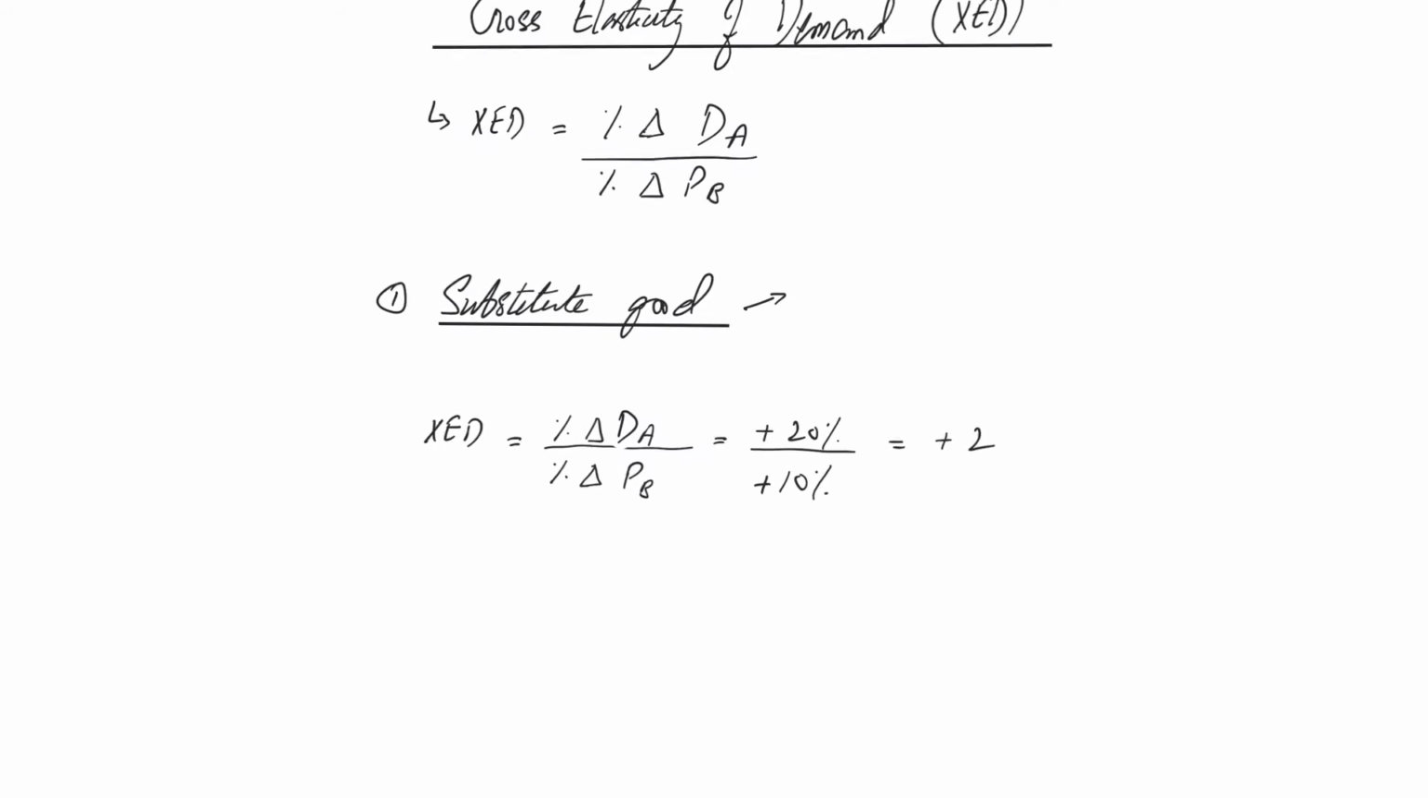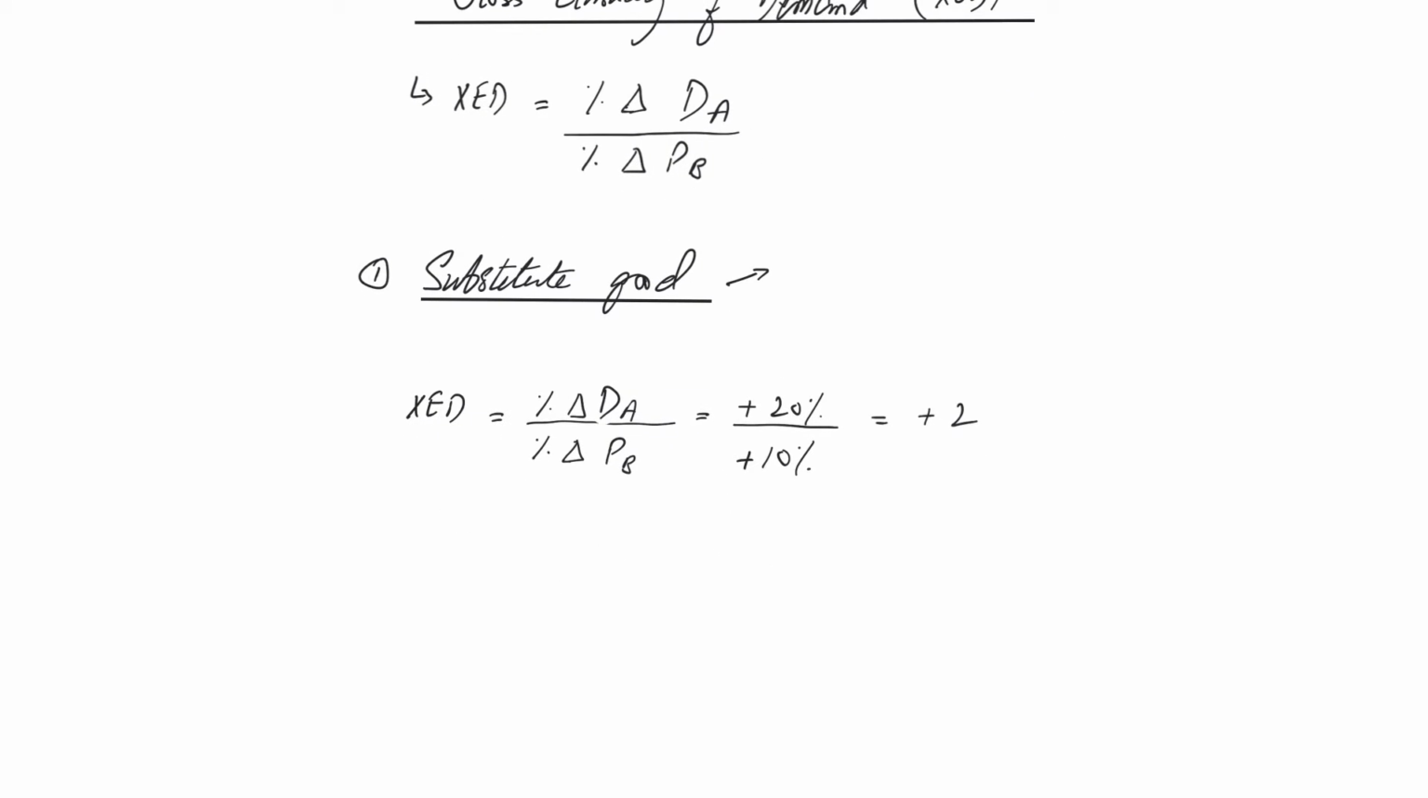Now, whenever you have a plus value, that means the two goods are substitutes. If ever you get confused, just change the product that we're talking about. Let's make this Pepsi and let's make this Coke. Now it'll make more sense. If the price of Pepsi goes up, the demand for Coke is going to rise. Now, is it rising by 2?